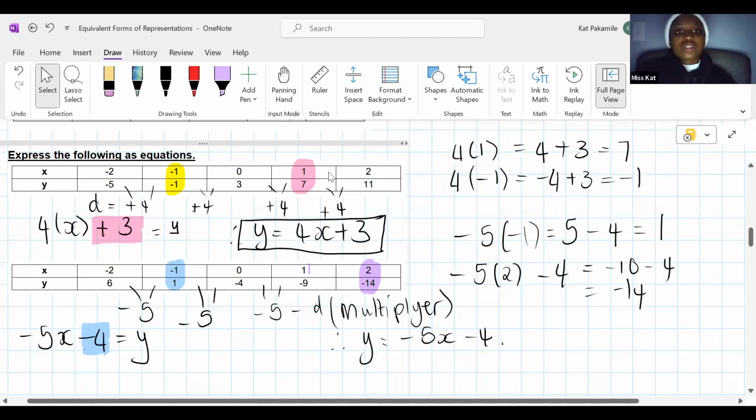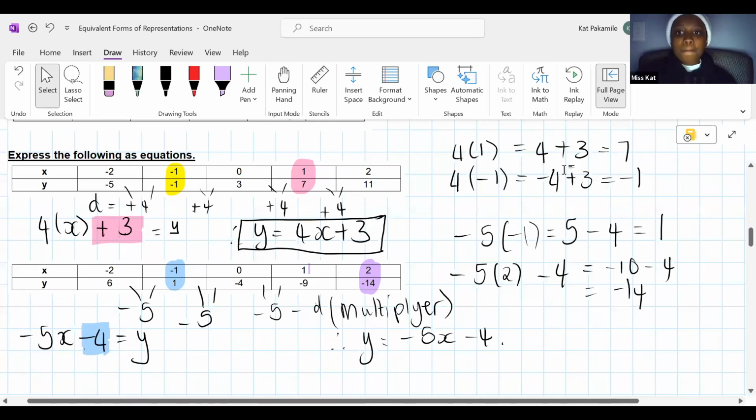So if you say 4 times x, you want to know what else you have to do to get to y. We tried it with an input of 1. I said 4 times 1, and that gave me 4. But when you input 1, you do not want an output of 4. You want an output of 7. So that's how we decided that you have to add 3. You see that?